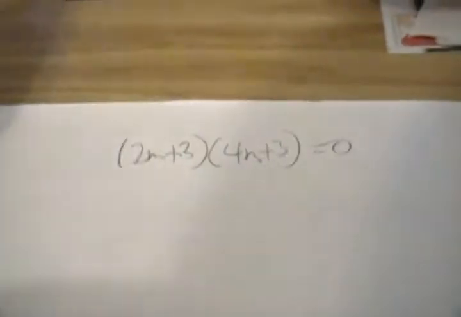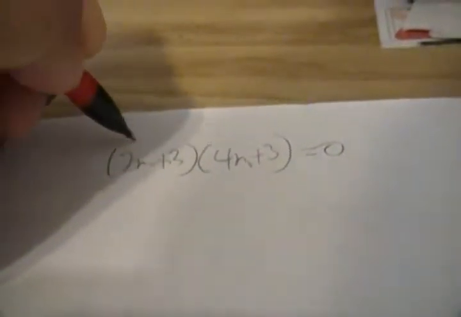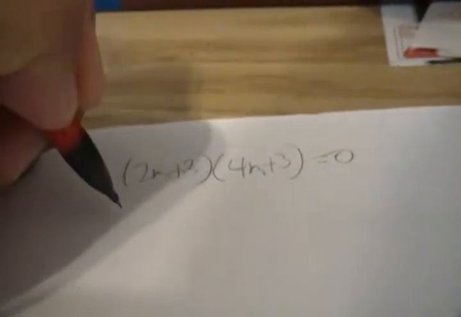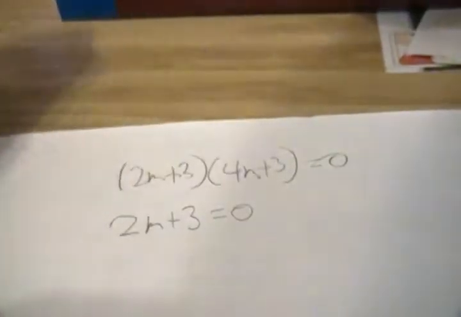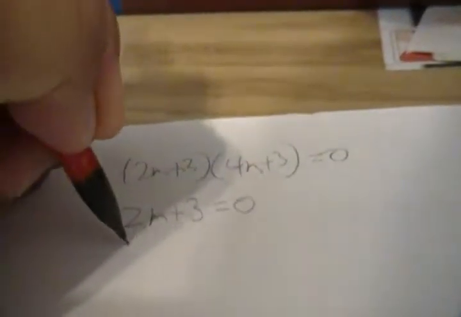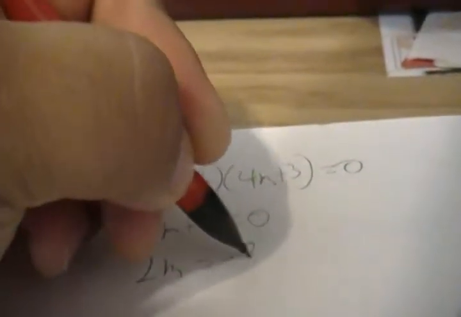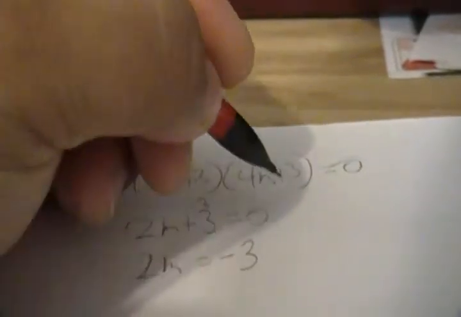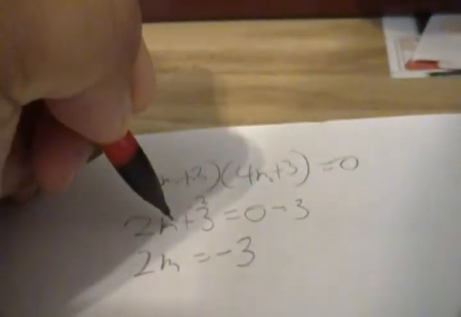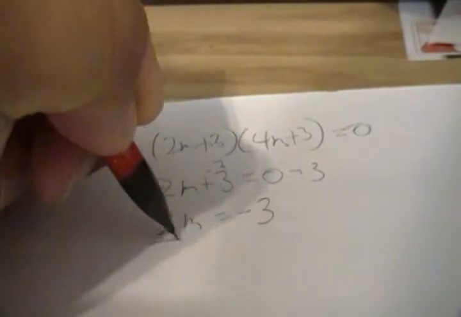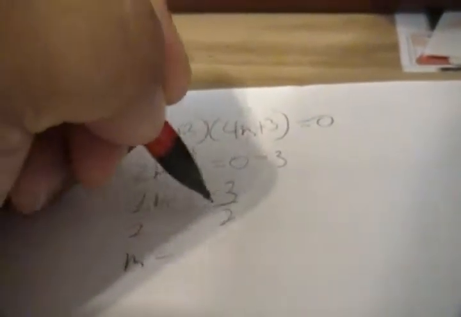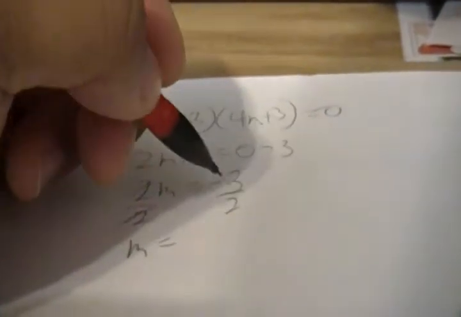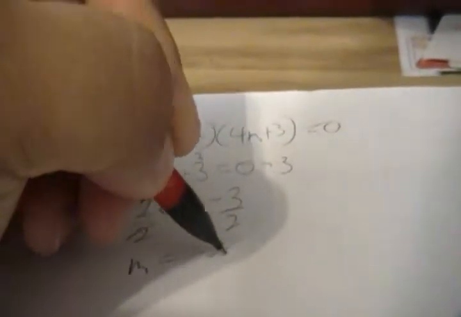So there's two answers. What you do is you take the first monomial and make that equal to 0. So you get 2m plus 3 equals 0. Let's solve for m. You get 2m is equal to negative 3 because we subtracted 3 from both sides. Now we divide both sides by 2, so these 2's cancel. So m is equal to negative 3 halves.